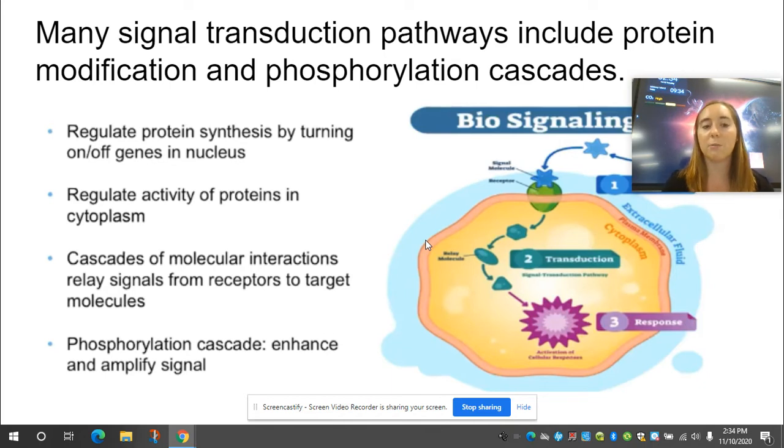We could see that it's going to regulate the activity of the proteins in the cytoplasm. We also could see cascades of intermolecular interactions that are going to relay signals from receptors to the target molecule. So maybe that signal was not actually meant for just that particular location, but maybe there are target molecules that it needs to get that information to. And we also will see this concept of a phosphorylation cascade, which is really going to enhance or amplify the signal that's happening there.